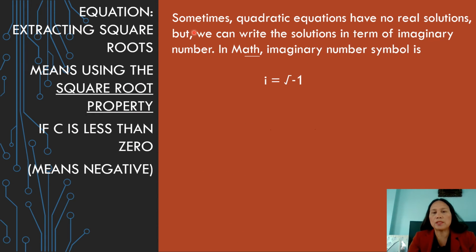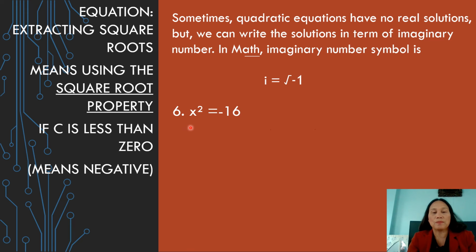Sometimes quadratic equations have no real solutions, which means no real numbers. The solution is not a real number. But we can write the solution in terms of an imaginary number. In math, the imaginary number symbol is i, small letter i, which is equivalent to the square root of negative 1. Let's see an example like this.